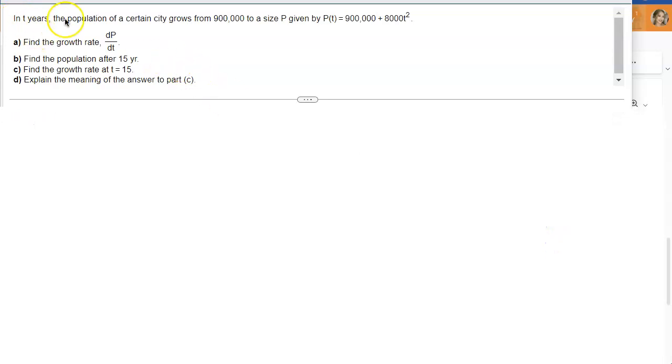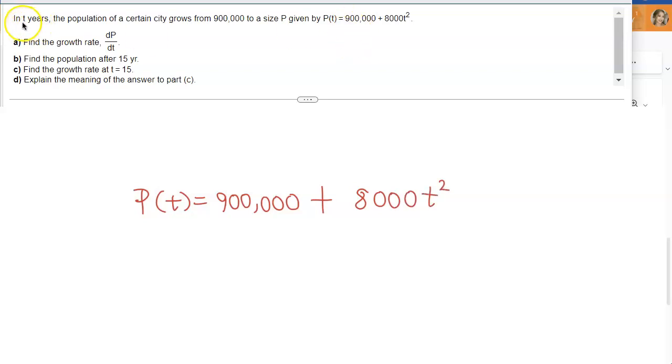So in this problem, we have a population function. In T years, the population of a certain city grows from 900,000 to a size P given by the population function P of T equals 900,000 plus, so that's got to be that initial value, right? Plus, let's look, it's growing by 8,000 times T squared. And what does T represent in this case? T must be the number of years from this beginning year.